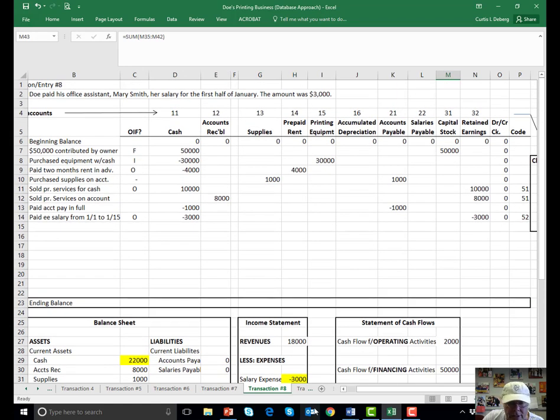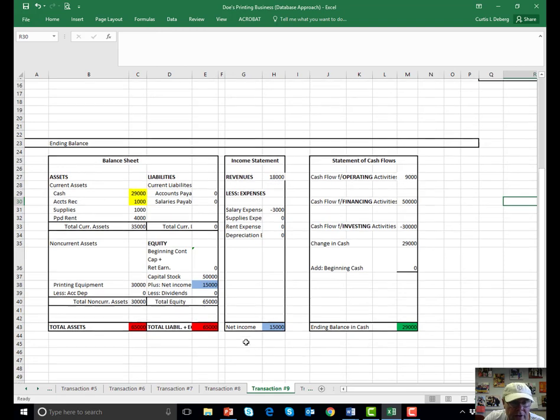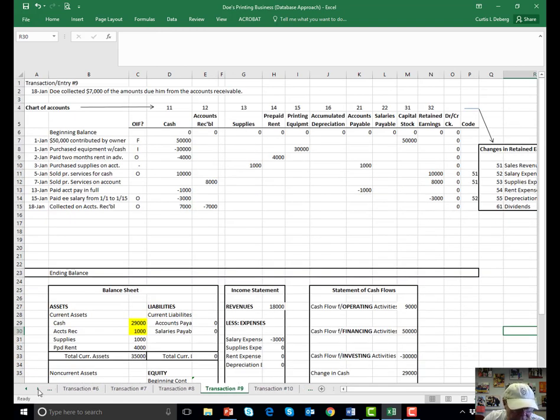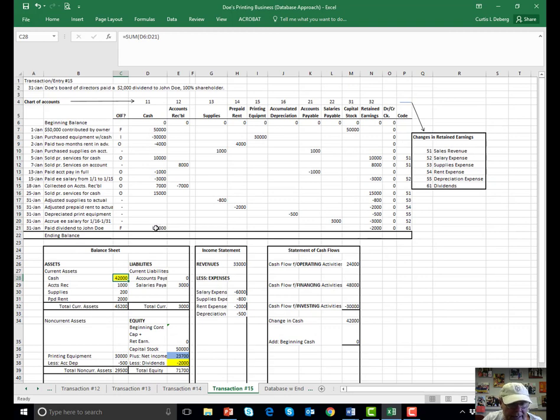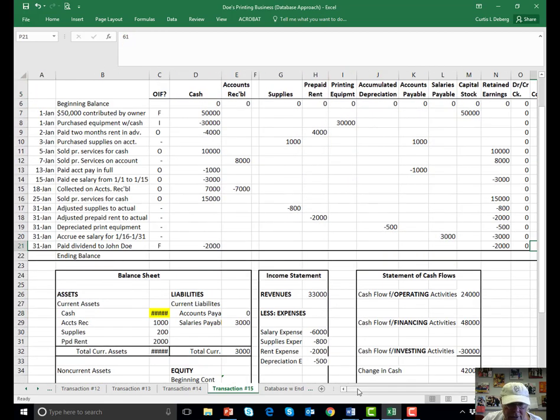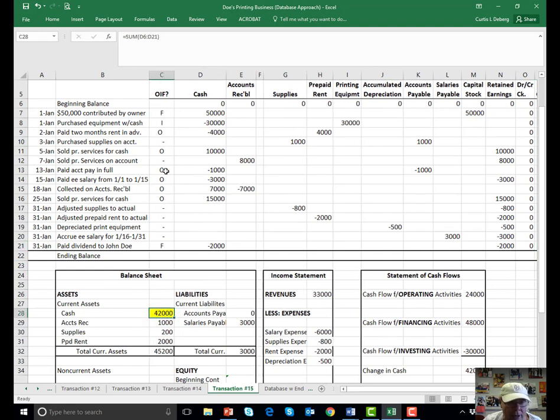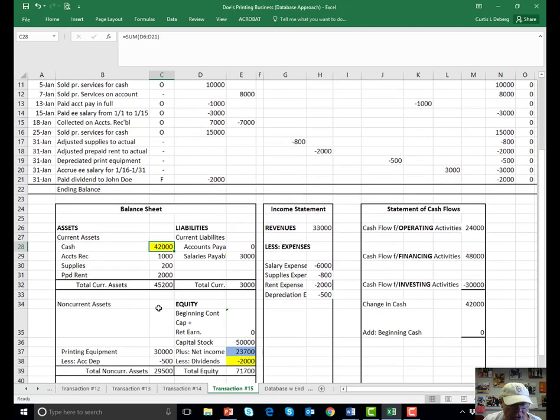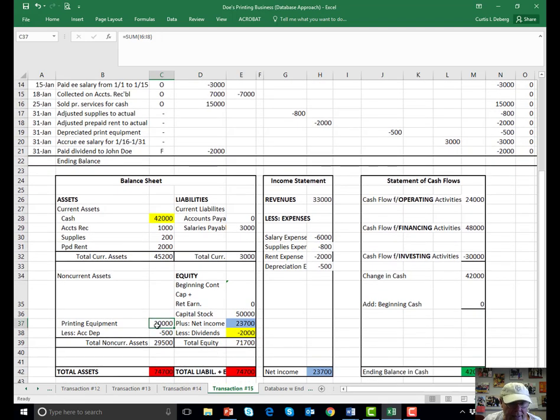Oh my gosh, I hope you're understanding how powerful this is. We can go through all the rest of the transactions. Let's go all the way to transaction 15 when we pay the dividend. Cash down, equity earned down, or retained earnings goes down. And that's account 61. Let's look at our balance sheet. We now have 42,000 in cash. We don't even have to add the cash column. We have how much of printing equipment? 30,000 less 500 of depreciation.